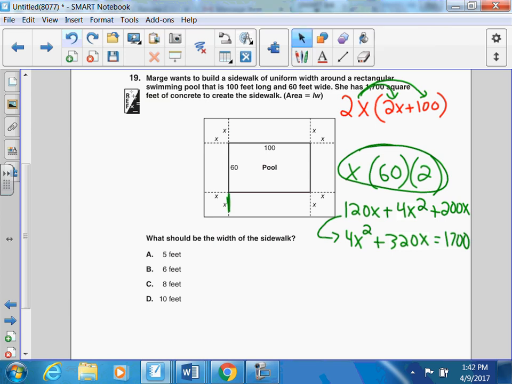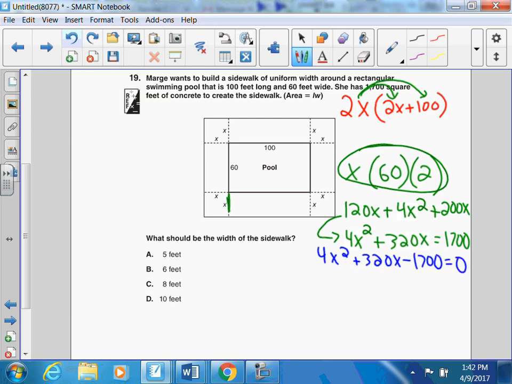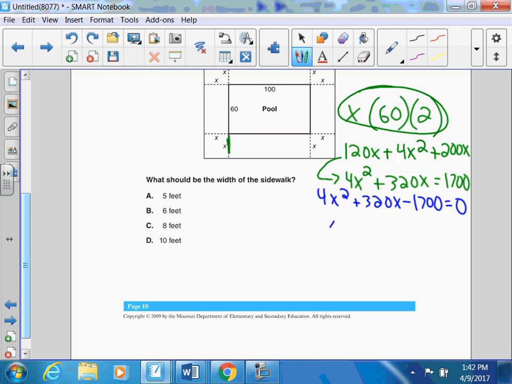So what I believe I can do is move everything to the same side: 4x squared plus 320x minus 1,700 equals 0. I'm going to divide everything by 4. Might make this a little easier. So x squared plus, what's 320 divided by 4? That'd be 80x minus, and then what's 1,700 divided by 4? It's going to be 425 equals 0. So now we can factor this, or do quadratic formula.